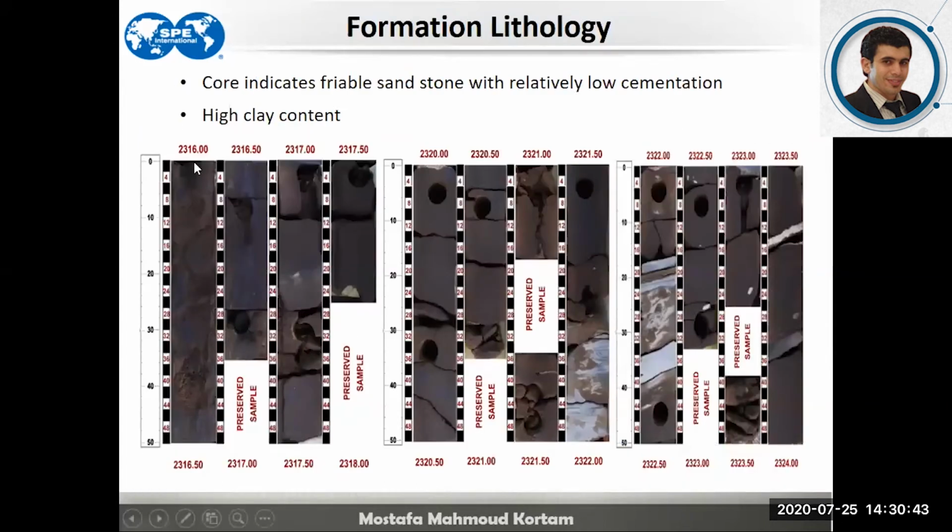Just having a look at the recorded core, you would find some indication of softness, and this core indicates friable sandstone with relatively low cementation, along with some presence of clay content. That data is pretty similar to the fracture data estimation, and would also support the certainty of the obtained data.